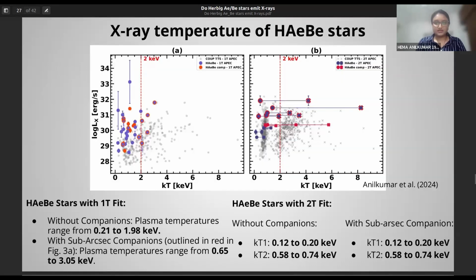So sorry, before that, what we observed from a study was that when we obtained the X-ray parameters from the spectral fitting, the plasma temperature for single Herbig Ae stars was below 2 keV, and for the Herbig Ae stars with confirmed companions, a higher plasma temperature was observed in them.